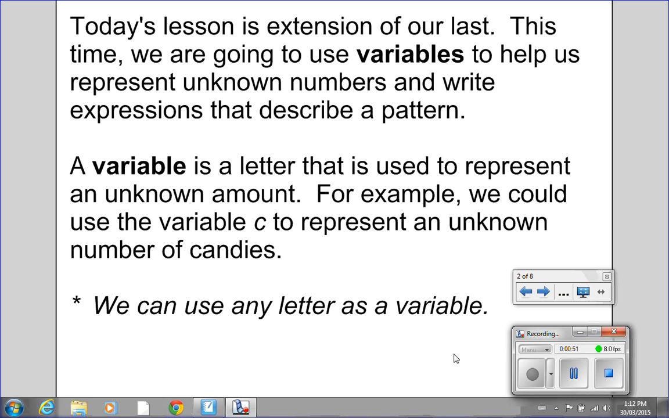Now, certain letters tend to be used more often in textbooks. I find that usually the letters N and X and sometimes Y get used a lot. But whenever you're working with patterns or with algebraic expressions or equations, you can use any letter as a variable. So with this activity today, this is getting us one step closer to our algebra portion of this unit.